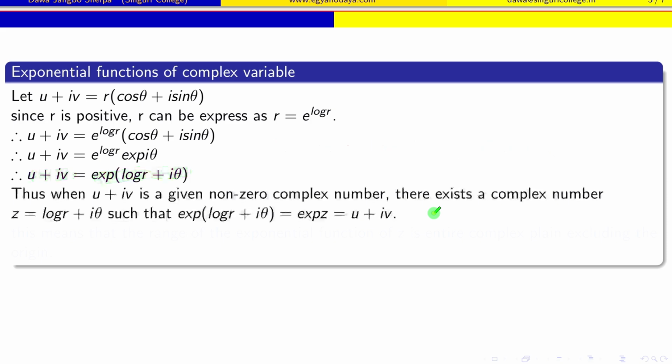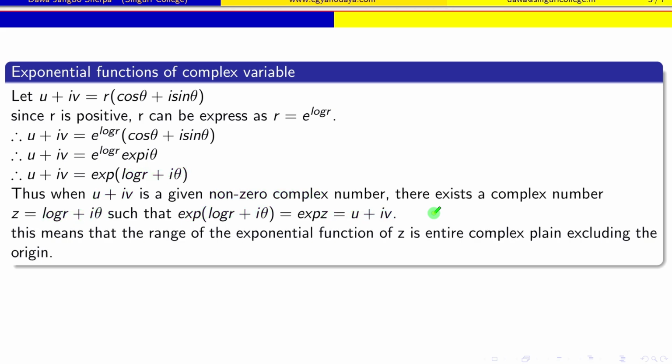What does it mean? This means when u plus iv is a given non-zero complex number, there exists a complex number z equal to log r plus i theta, such that exp of log r plus i theta, that means exp z, which we have considered, will be equal to u plus iv. What does this mean? This means the range of the exponential function of a complex number z is the entire complex plane excluding 0, because the exponential function of a complex number is a non-zero quantity.